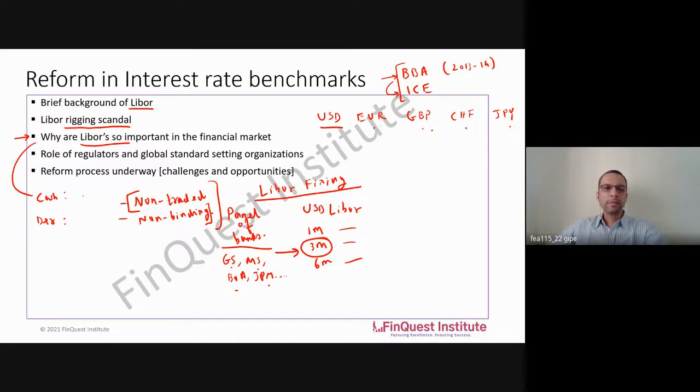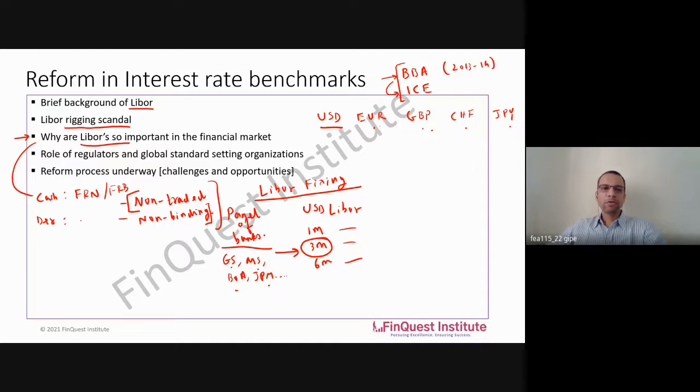So in the cash segment, you could have, let's say, a floating rate note or a floating rate bond, whereby the coupon on the bond is linked to Libor. So that way, as the Libor rates change, your overall floating coupon will keep on changing.